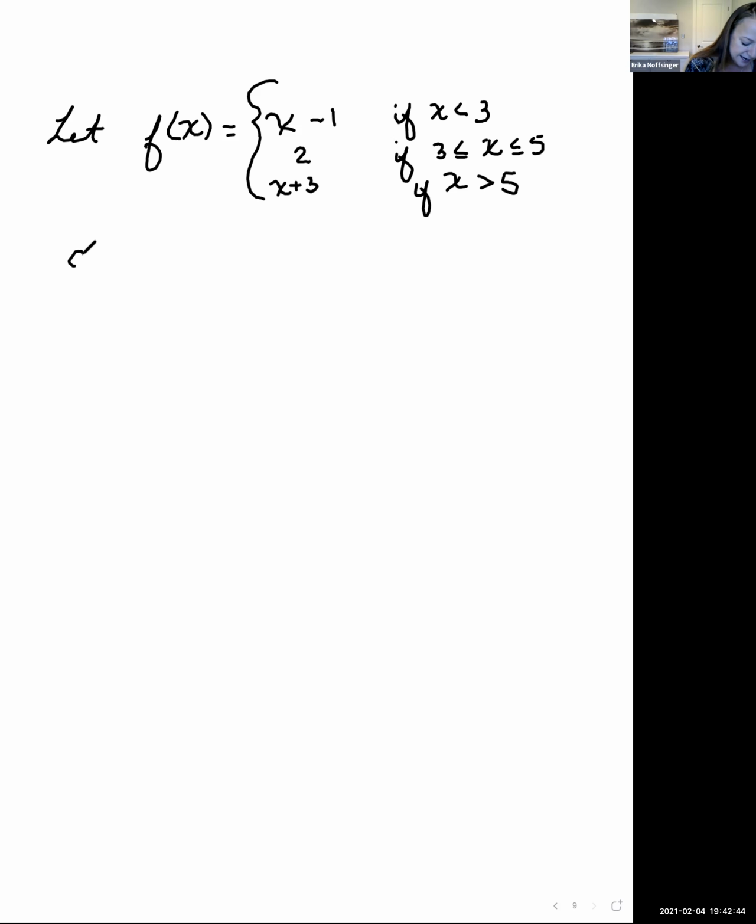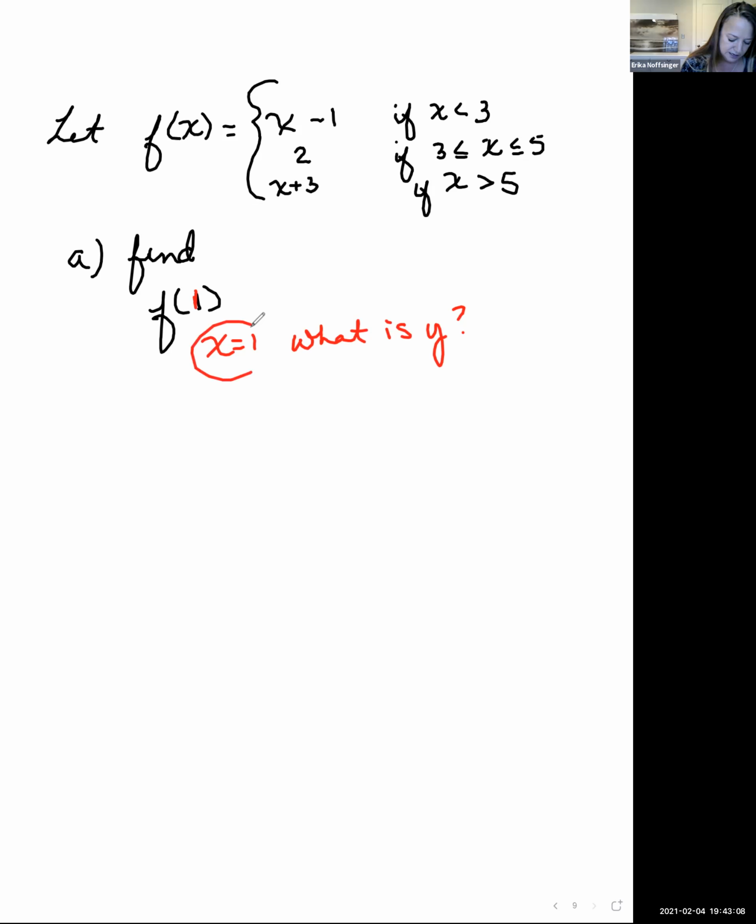So for instance, if I said let's find f of 1, I'd have to go in here. So x is equal to 1 here. I want to figure out what y is. Well, you have to look at x equals 1. Does it fall in here, that 1 is less than 3? So 1 is less than 3. 1 isn't between 3 and 5, and 1 isn't bigger than 5. And so that tells me, to find f of 1, I need to use this first equation.